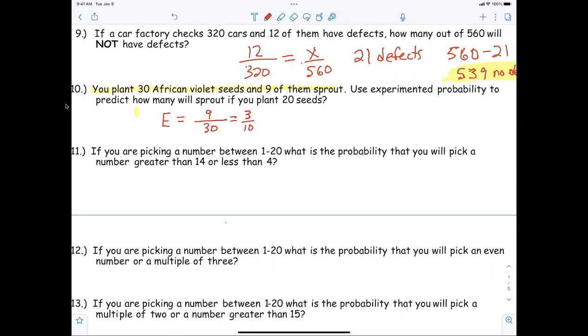Now, once you find your probability, you would just go ahead and multiply that by how many you actually did. You have 20 seeds. So how many of them would you expect to sprout? 6 seeds.